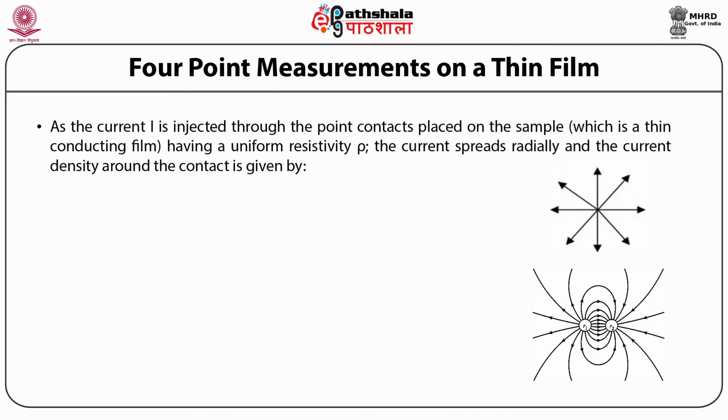As the current I is injected through the point contacts which are placed on the sample, which is a thin conducting film having a uniform resistivity ρ, the current spreads radially, and the current density around the contact is given by J = I / (2πt r) r-cap. The spreading of current is also shown in the figure.